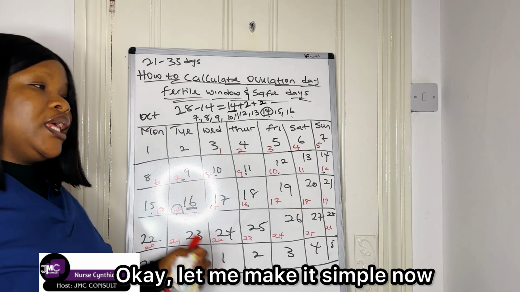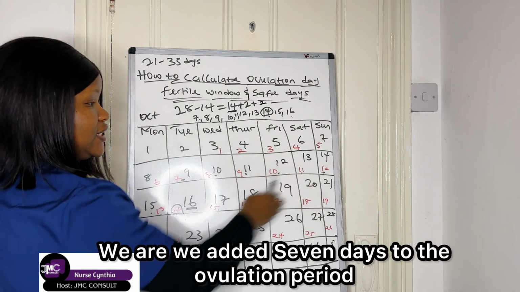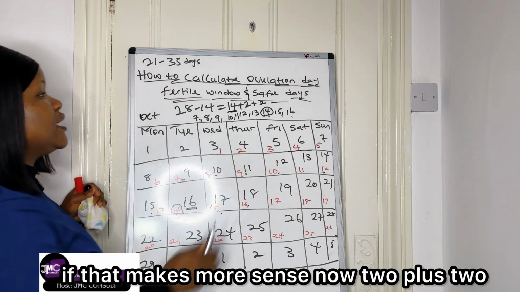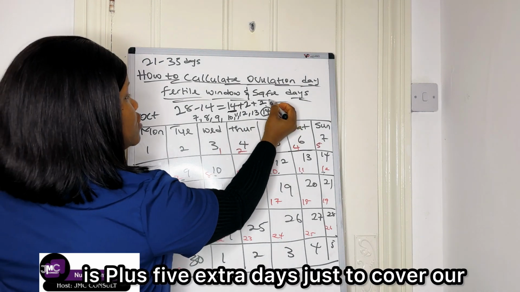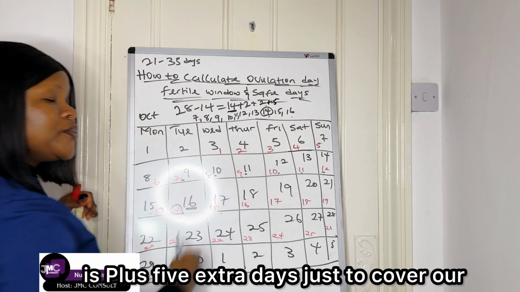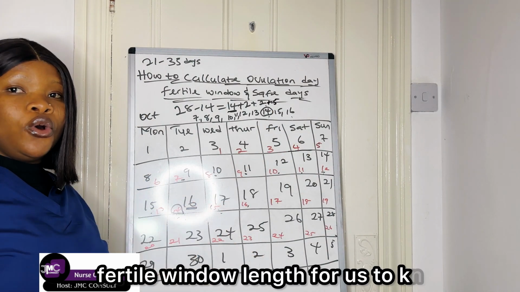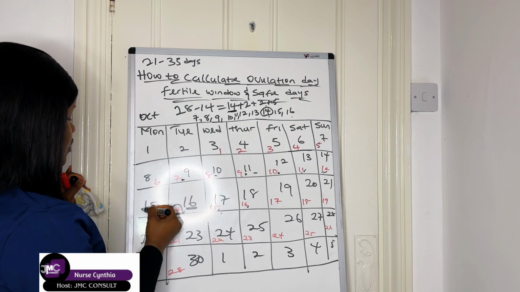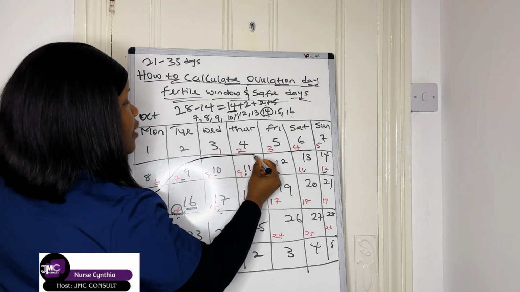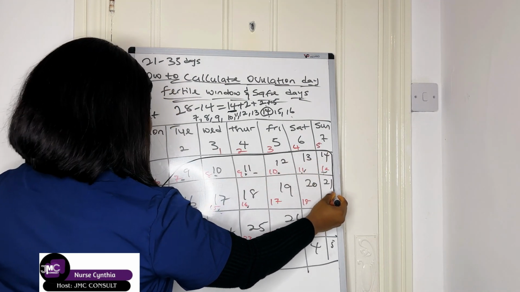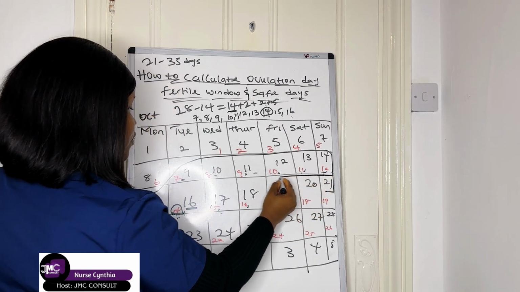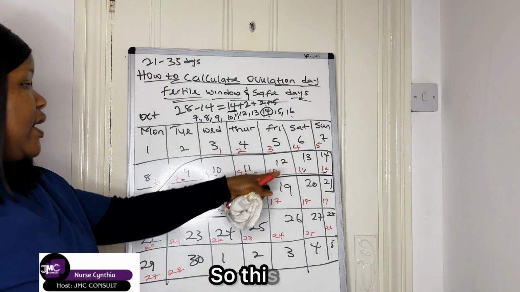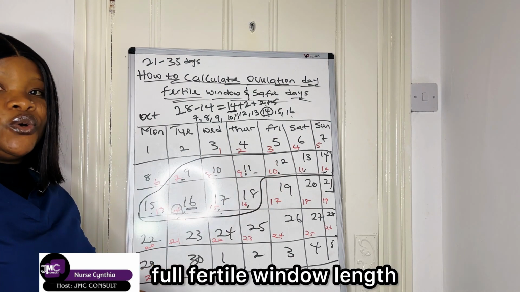Okay, let me make it simple. Now, we added 7 days to the ovulation day and 2 days after to the ovulation day, if that makes more sense. Now, 2 plus 2 plus 5 extra days just to cover our fertile window length for us to know when we are expected to ovulate and get pregnant. Let me circle it so we understand what I'm saying. So this is our full fertile window length.